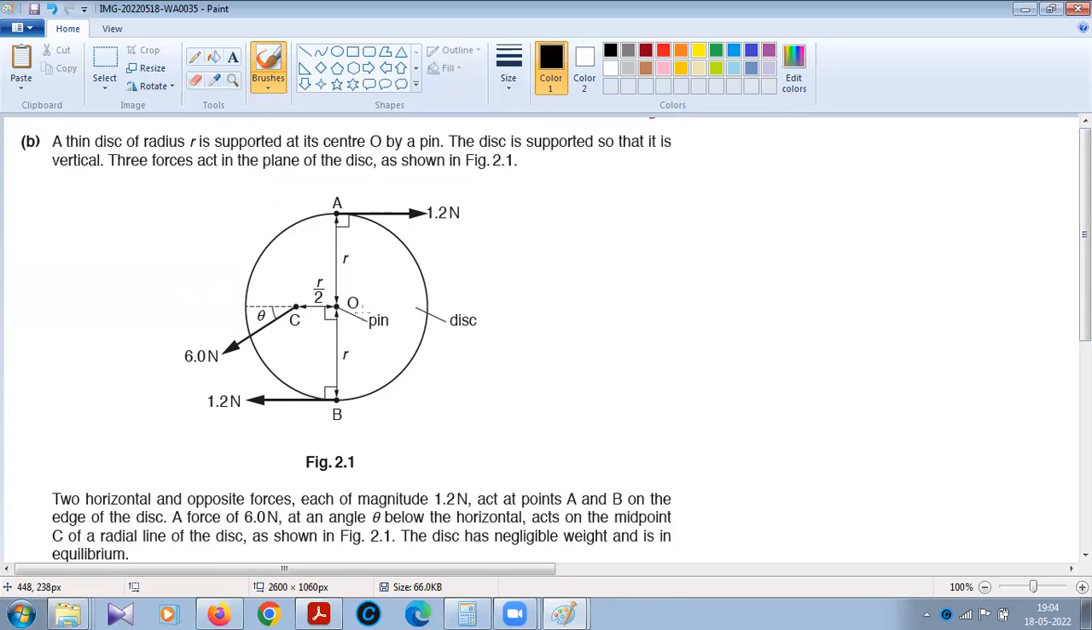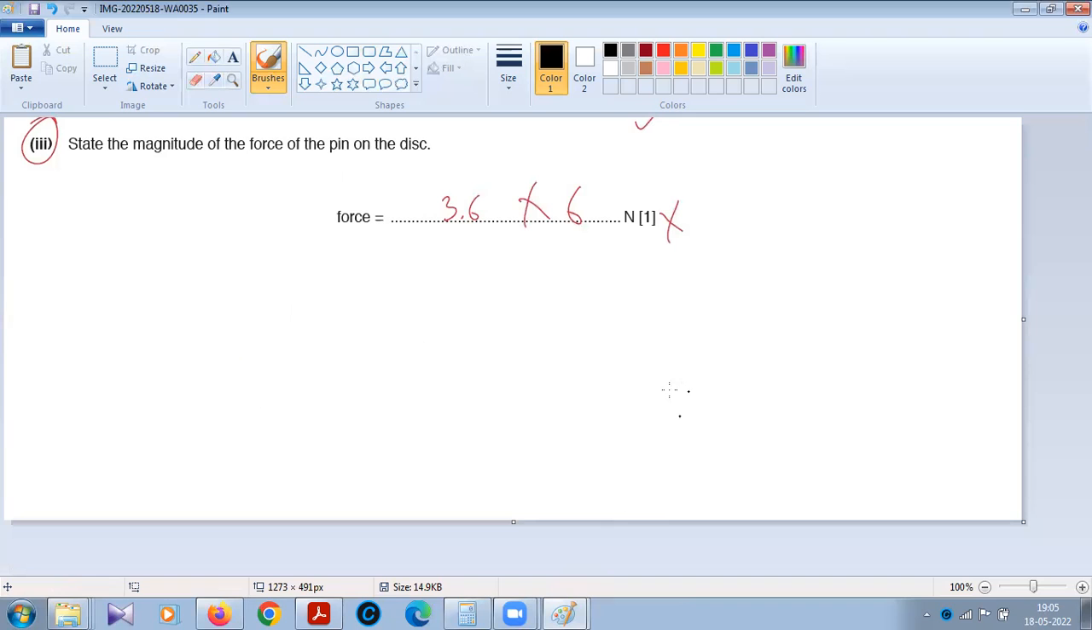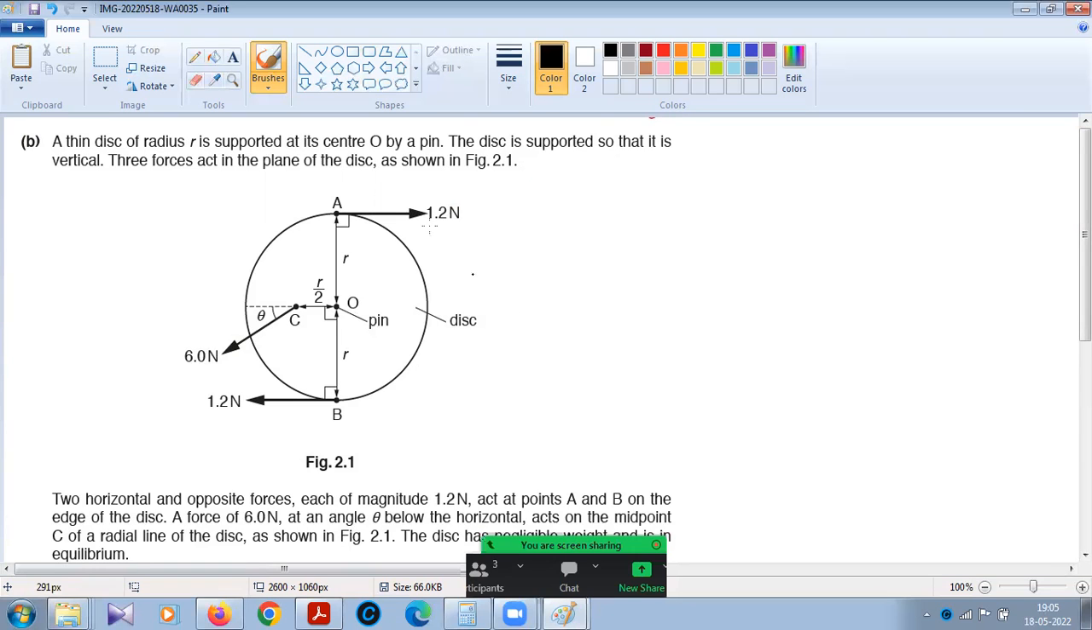So here, what are they asking? Force, na? They are just asking the force. So see here, you don't have to do anything. This force and this force will cancel out each other.